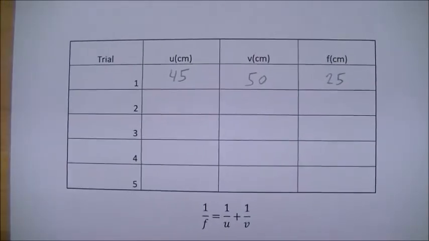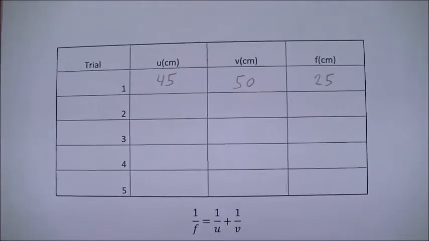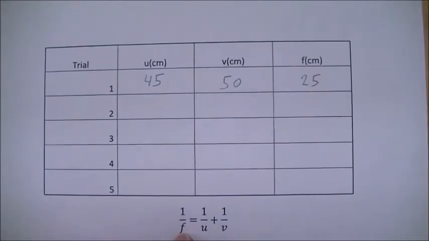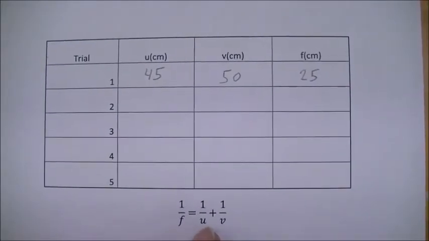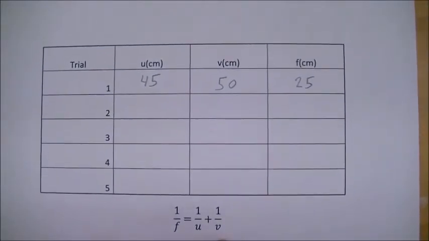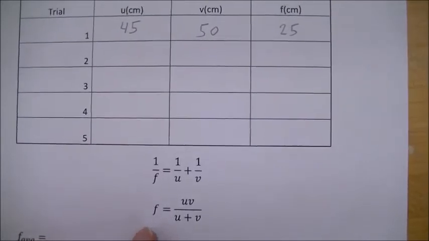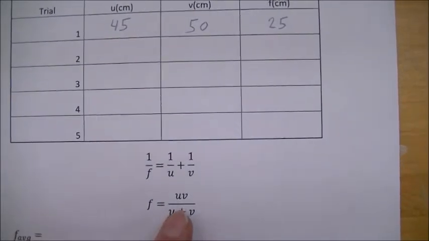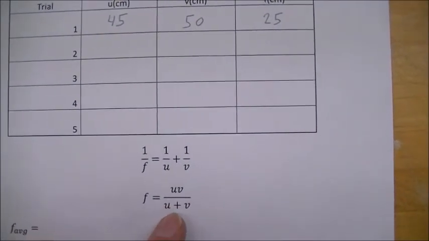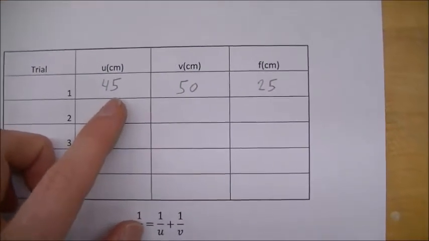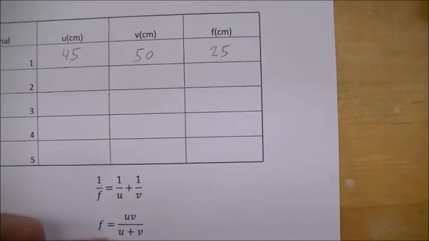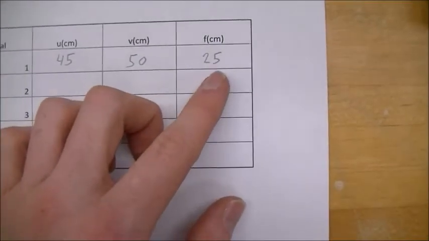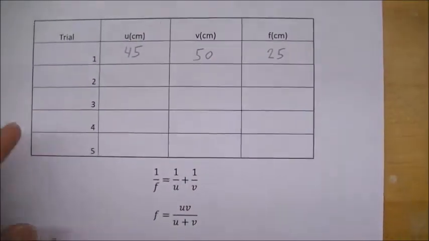To find the focal length of a converging lens, we have this focal length formula. 1 over F, your focal length, equals 1 over U plus 1 over V. And with some simple algebra, you can rearrange it and see that F equals UV over U plus V. So our U value is 45 centimeters, our V value is 50 centimeters. Using this formula, we get a focal length of 25 centimeters for our first trial. We will do the same trial 4 more times.